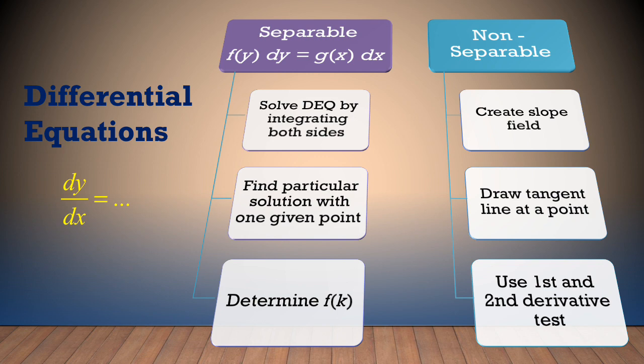This allows integration of both sides, and we can then solve the equation, getting what is called a general solution. From there, we can find a particular solution with one given point. And once we have the solution to the differential equation in the form of y equals f of x, we can find the value of f of any value of x.